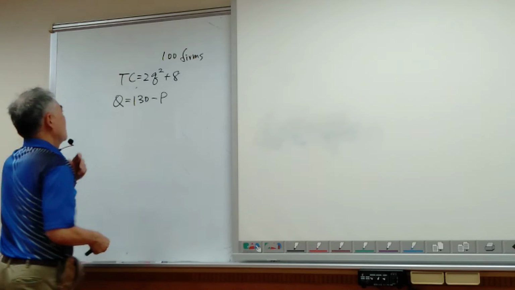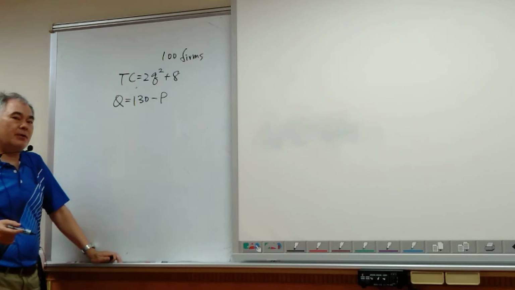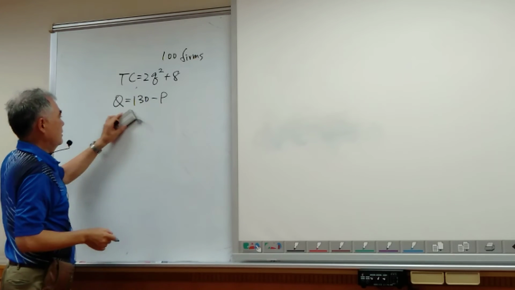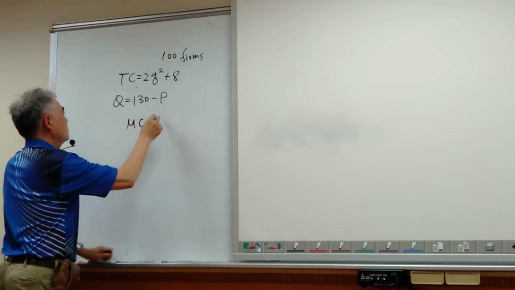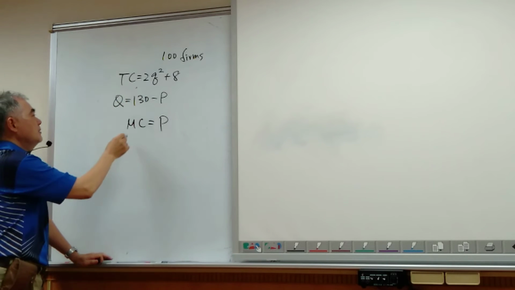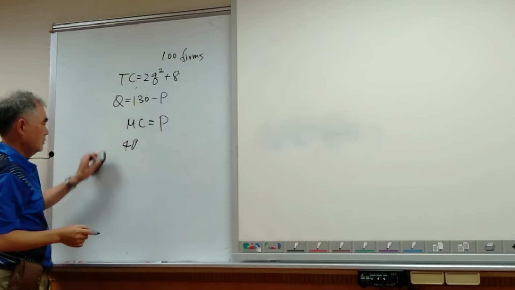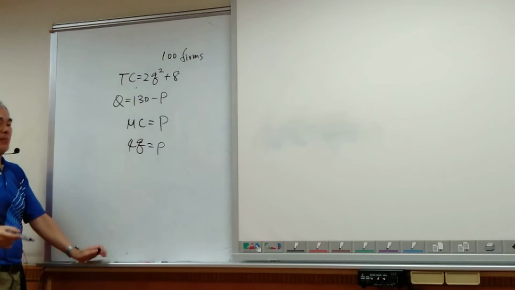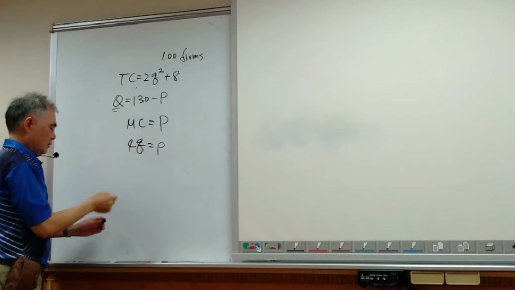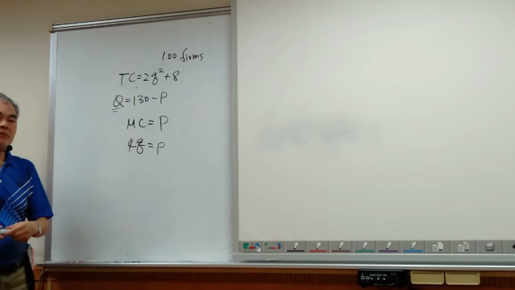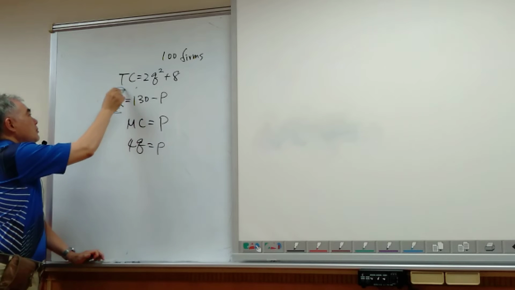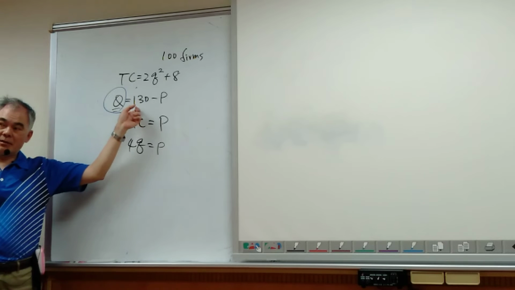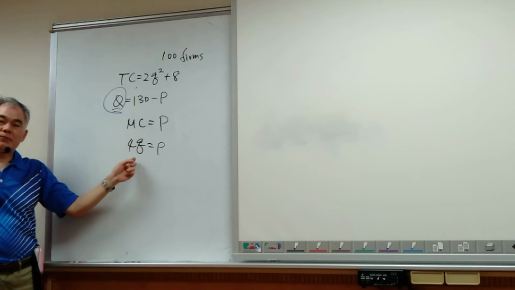Basically this is a competitive firm. So you have MC is equal to price. MC is equal to 4Q, so 4Q is equal to P. There's one thing you need to be very careful about: the Q here means the market quantity, that's for the market. And the little q here is for the individual firm.